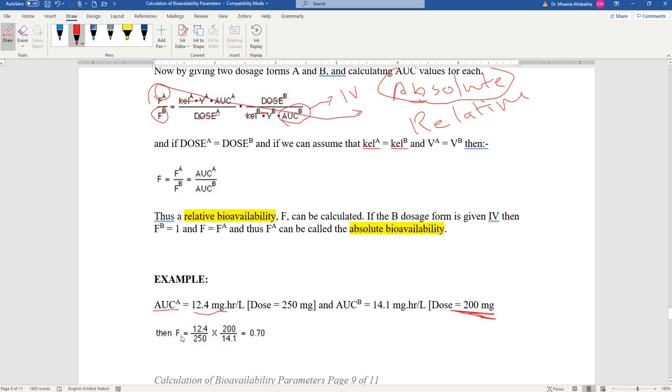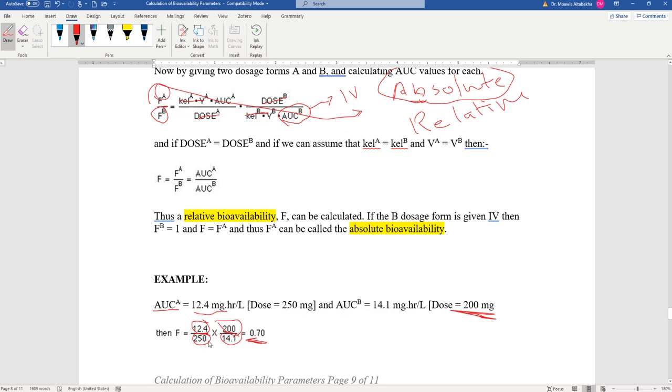So how do I calculate the ratio F, which is FA over FB? By dividing AUCA divided by AUCB, multiplied by dose B divided by dose A. So this is the value you get. Now, my question: is this absolute or relative? What is your answer? Is it absolute bioavailability or relative?